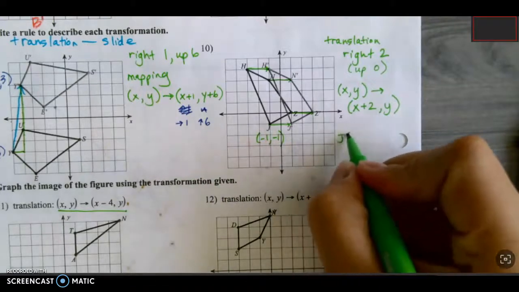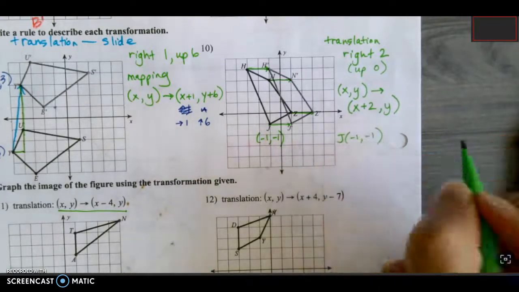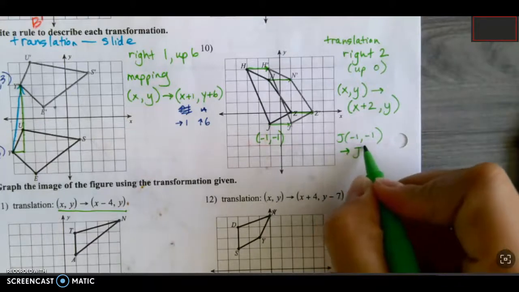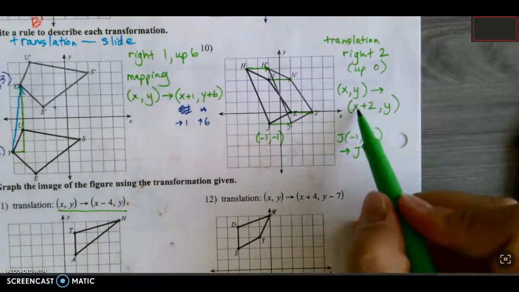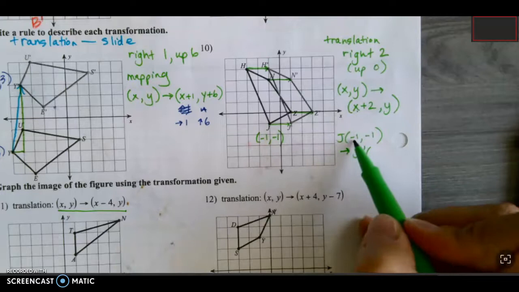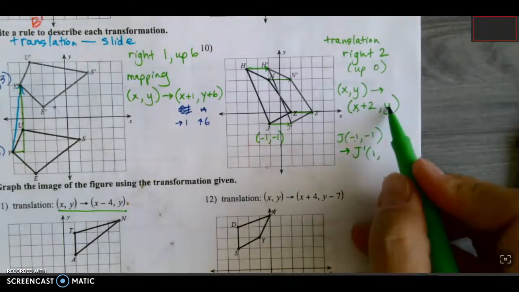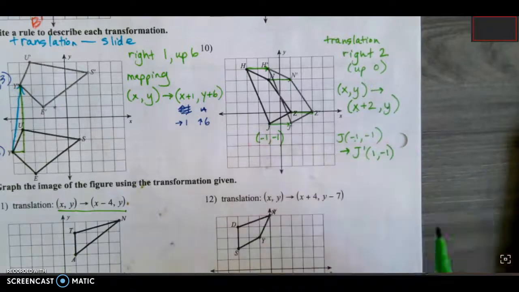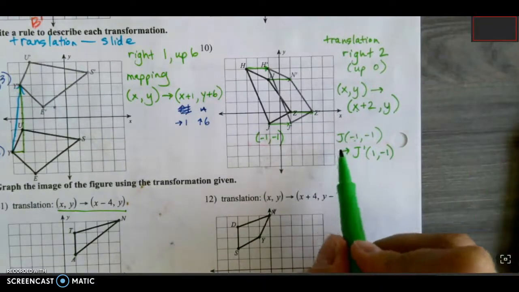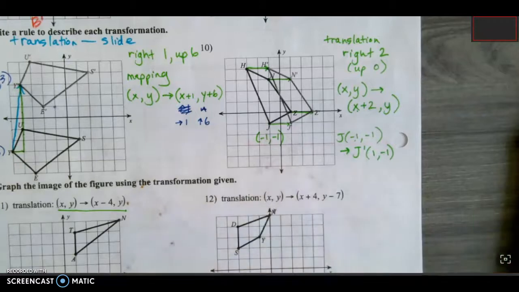So if I take J, negative 1, negative 1, maps to J prime, and so I would say x plus 2. So negative 1 is our x, negative 1 plus 2 is 1. But my y value stays the same, negative 1. And so that shows how we can find an actual point using that mapping notation.